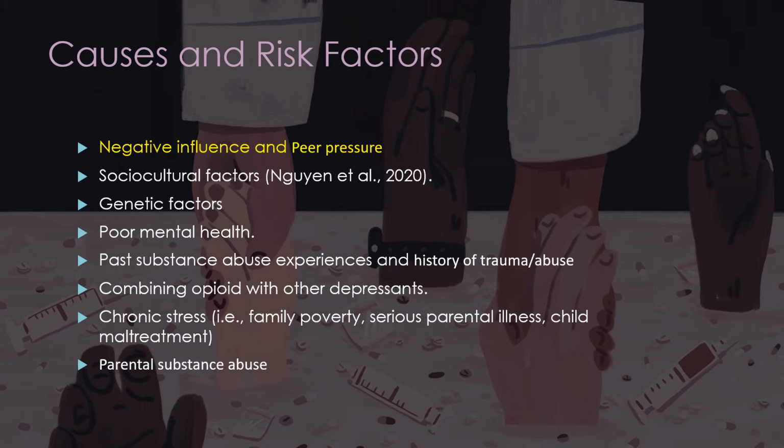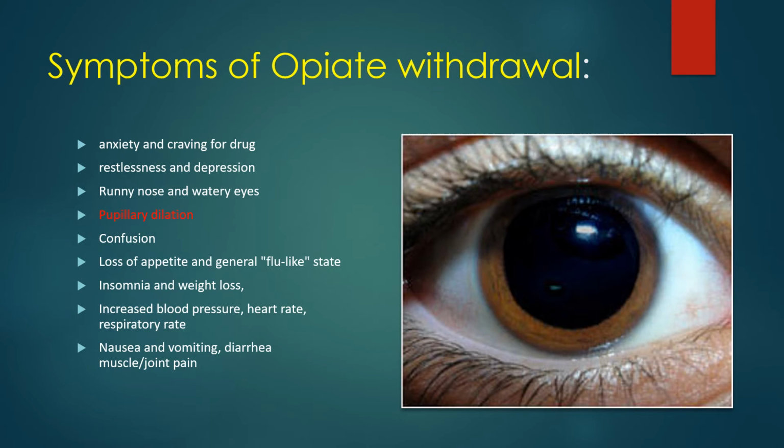What are the causes and risk factors? Negative influence from their social life, sociocultural factors, family and friends. History of physical and sexual abuse and mixing drugs like benzos, alcohol, and cocaine. Also, genetic factors and chronic stress. Recognize that selling or consuming drugs is a way of survival for many in impoverished and low-income areas, and opioids are not the first or only drug taken. Poor mental health and past substance abuse are common triggers for overdosing and abusing opioids.